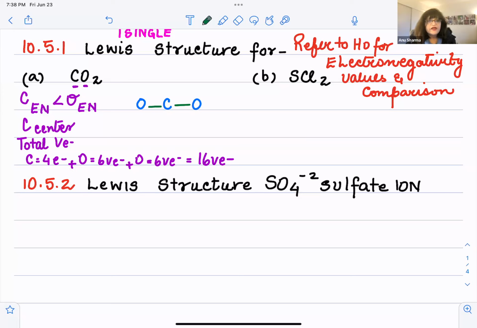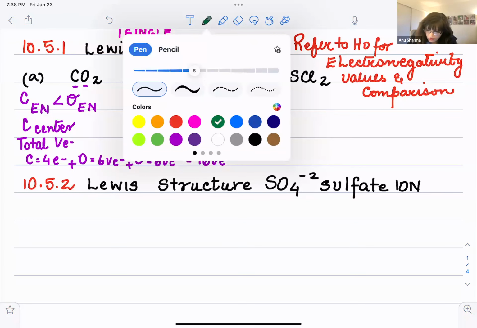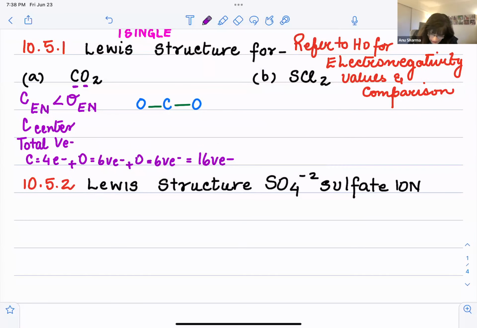Second, if there are 3 or more atoms, you're going to identify the center atom. Which one is going to go in the center? The one that has a lower electronegativity, but not always. There is also another rule: it's always the ability to make bonds. Carbon can make 4 bonds and oxygen only makes 2 bonds. Therefore, carbon comes in the center.